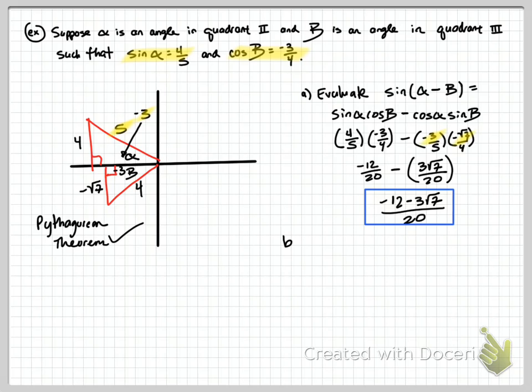Second question here. Evaluate cosine of alpha plus beta. Expanding this, we get cosine alpha, cosine beta.